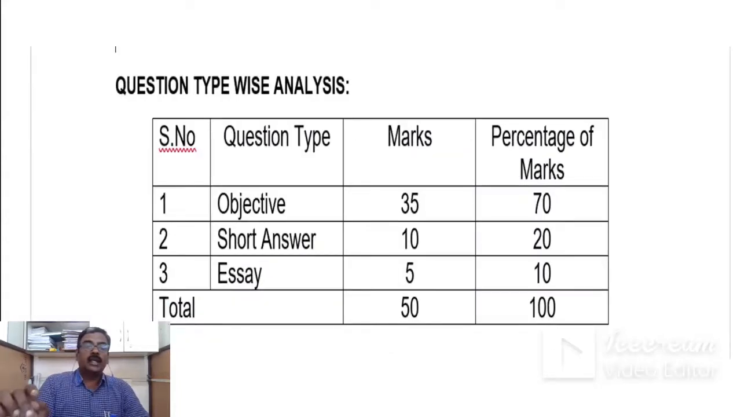And the question type, we have objective type questions, we are taking 35 questions. So total marks is 35. Short answer is 10 marks and essay type is 5 marks. So totally 50 marks.